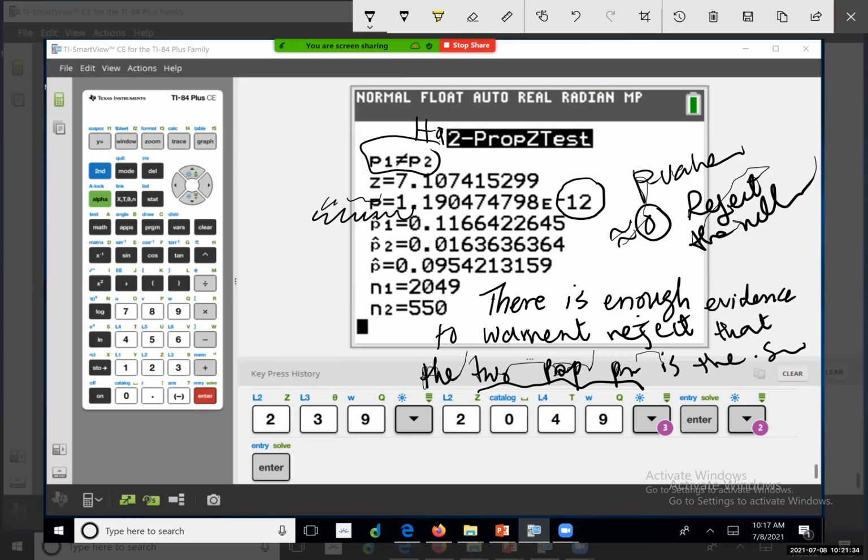You can explain that the proportion of illegal plates in New York is different than Connecticut, because you are supporting the alternative. It is different because there is enough evidence to reject the null and support alt, and alt is that they are different. So you're supporting that they are different.